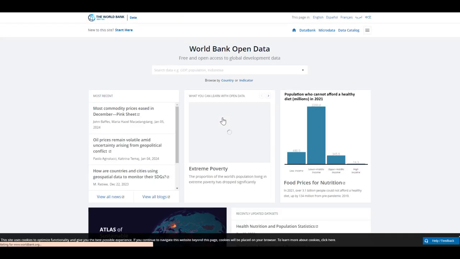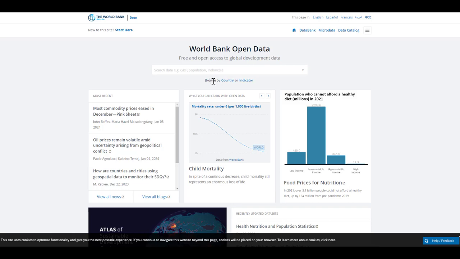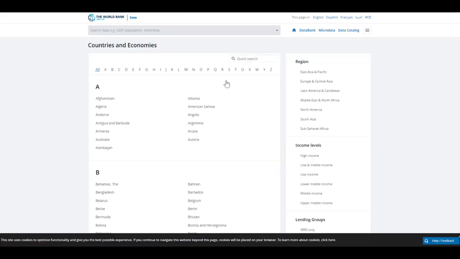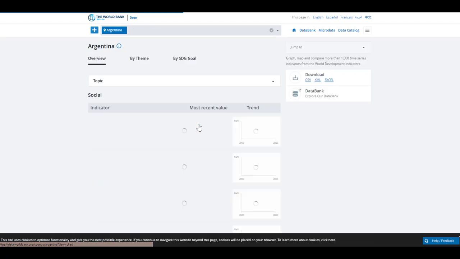So let's go take a look at this real quick. I'm just going to click on it. This is the World Bank Open Data section. We can go in and search on whatever we want. We can choose country or indicator, or you can use the search box however you choose to look through some of this information. I'm just going to click on country. I'm going to go in and look at the country of Argentina. So I can click here.